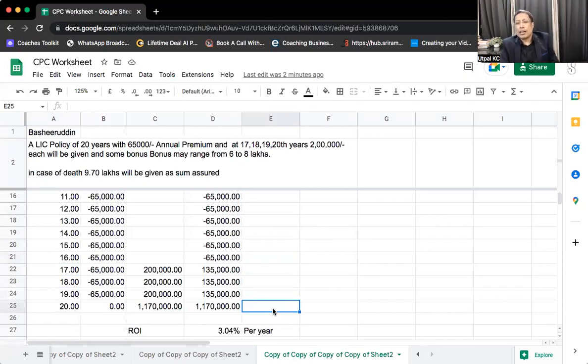65,000 in 5 years, right? 65,000 in 5 years you are getting. So now, tell me, how much return will you be able to make? Now, this is bad. How much return will you be able to make?